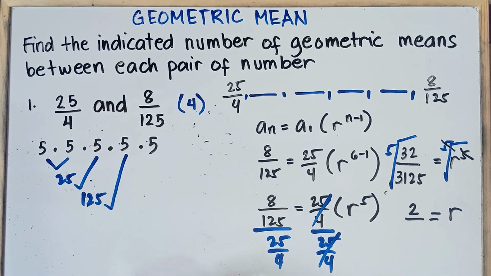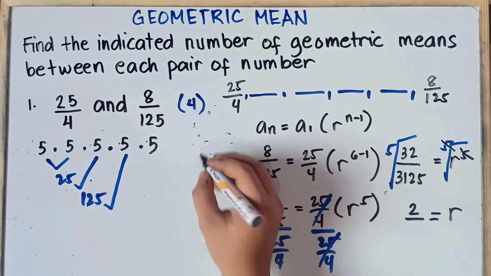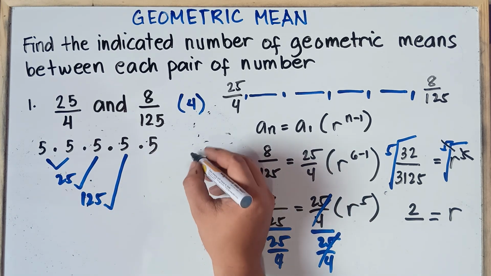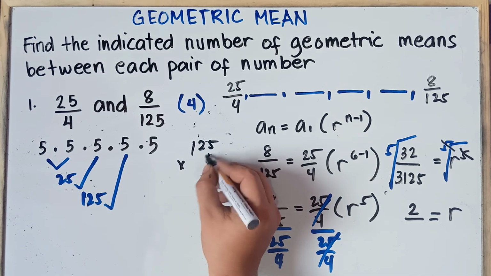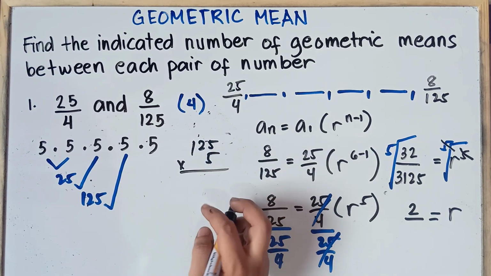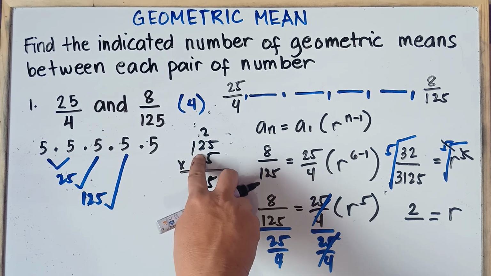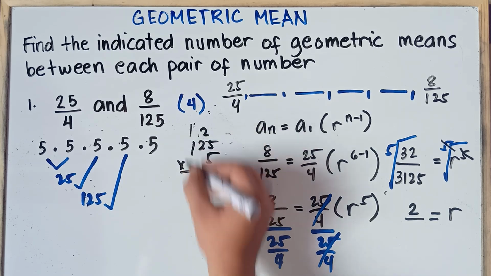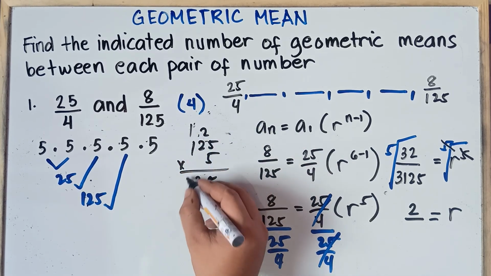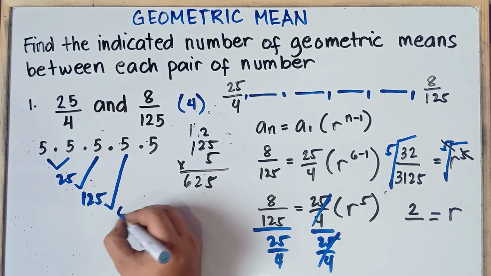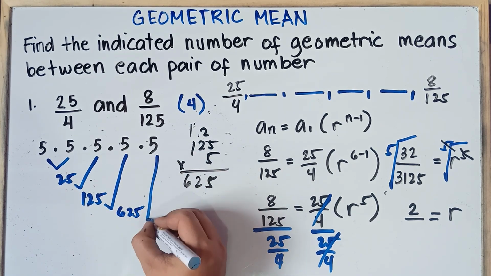125 times 5, what's the answer, class? Let's double check. 5 times 5 is 25, 5 carry 2. 5 times 2 is 10, plus 2 is 12, 2 carry 1. 5 times 1 is 5, plus 1 is 6. 625. Alright, so 625 times 5.